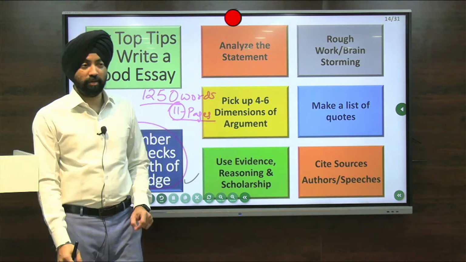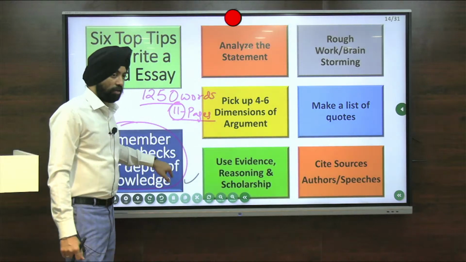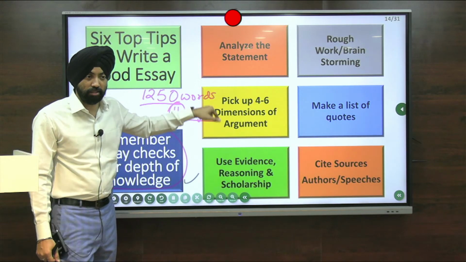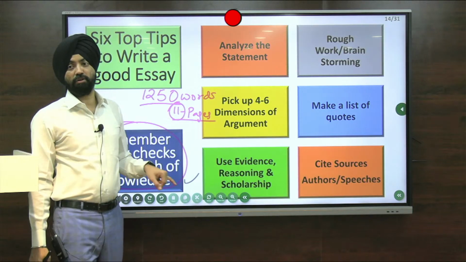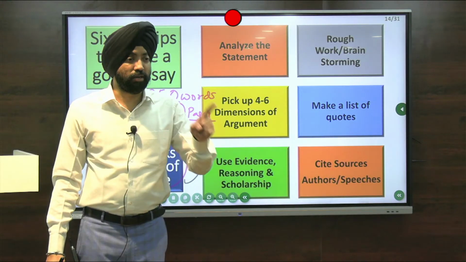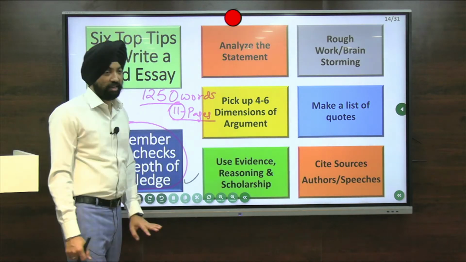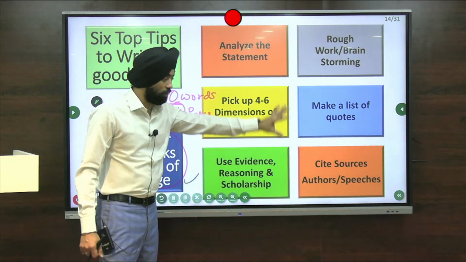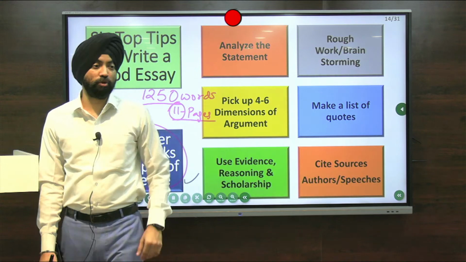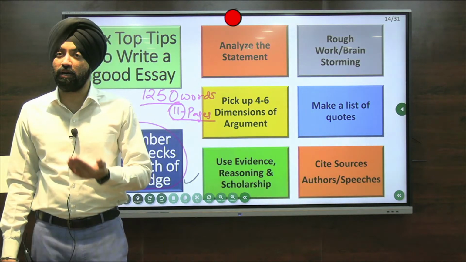It means that is where they did not seek the GS marks, they sought the essay marks, because essay is testing the depth of your knowledge. So that is why essay paper assumes greater significance. These are some of the ways that you can improve your essay output.